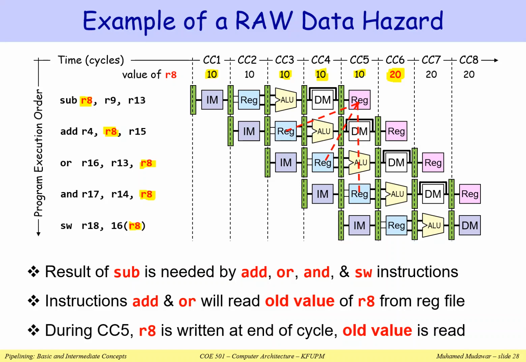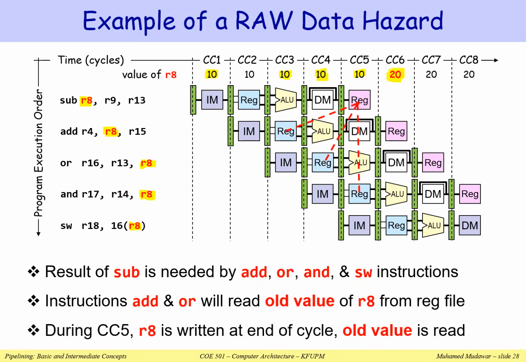So it's going to read the old value. Why? Because the new value has not been written yet. The new value will be written at the end of clock cycle number 5, not at the beginning, at the end of clock cycle number 5, at the edge of the clock. So the new value is still at the input of the register file. It has not really been written yet inside the register file. And the value which is read is at the output of the register file, which is the old value.